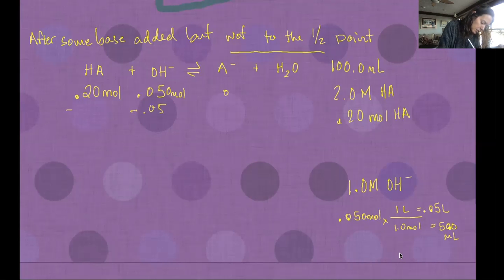Limiting reactant, add that right here. 0.20 minus 0.05. Now, what we have, please listen here. These are moles. What I can actually solve for right here is 0.20 minus 0.05, which is 0.15. All right, moles and moles.